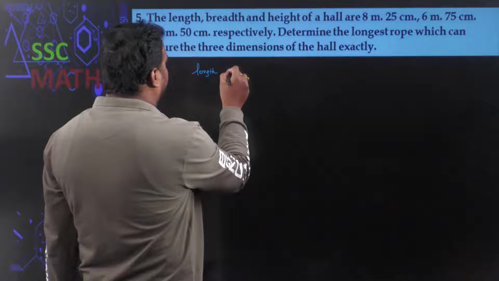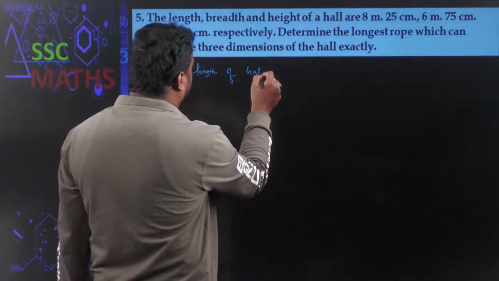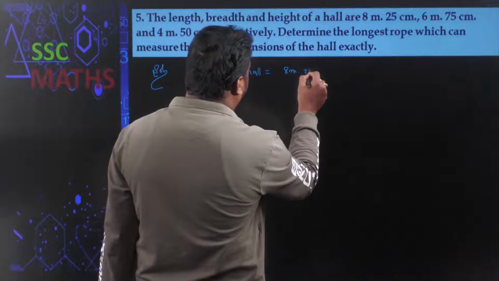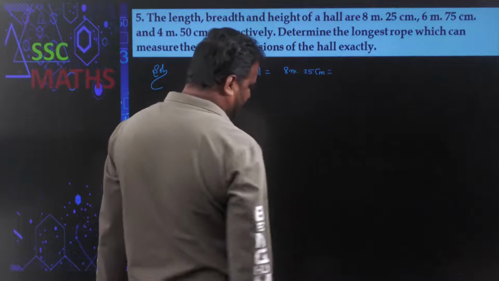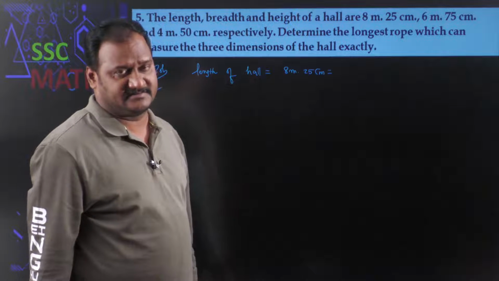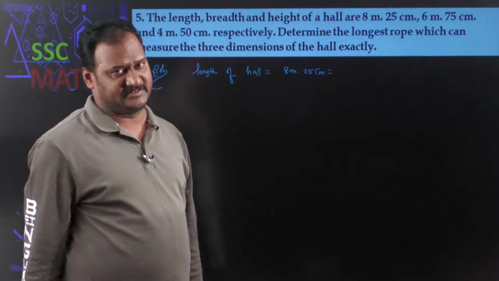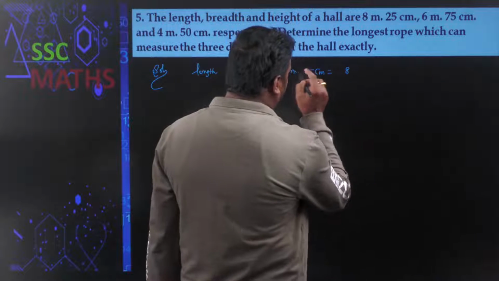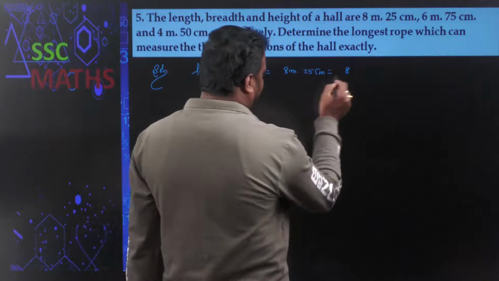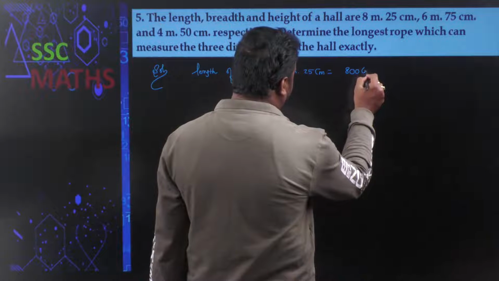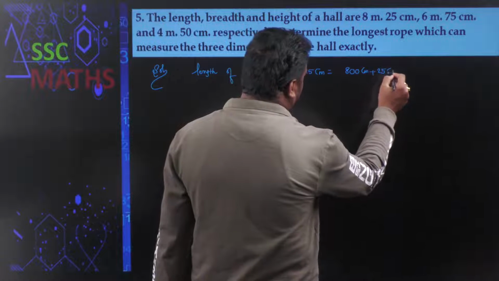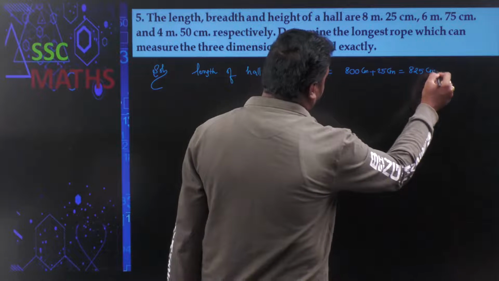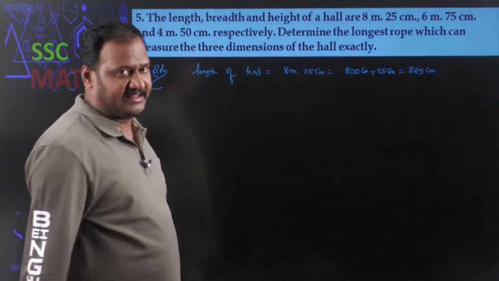So what is the length of the hall? 8 meters 25 centimeters. Converting to centimeters is easier than meters. So 8 meters is equal to how many centimeters? 1 meter equals 100 centimeters, so 8 meters is equal to 800 centimeters plus 25 centimeters. What is 800 plus 25? 825 centimeters. That is the length of the hall.